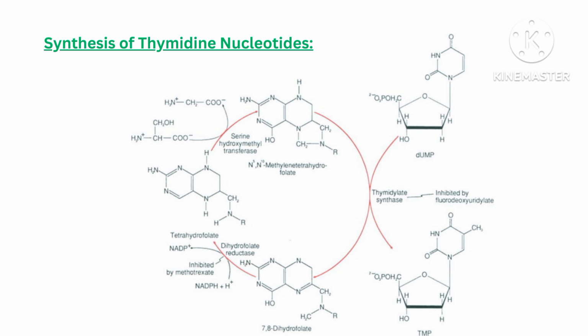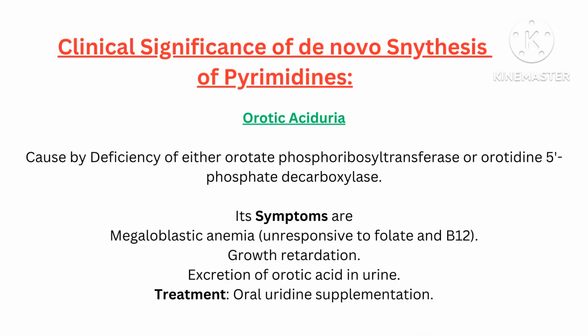Regulation: thymidylate synthase is tightly regulated to ensure a balance of dTMP for DNA synthesis. Antimetabolites, for example 5-fluorouracil and methotrexate, inhibit this pathway, blocking DNA replication.